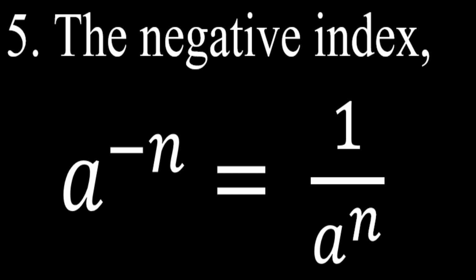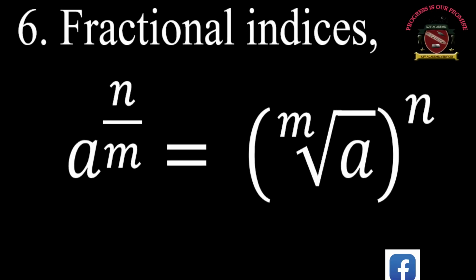And then the last one is when we have fractional indices. For example, if we are given a to the power m over n, n is the power and m is the root. If we are given a to the power n over m, n is the power and m is the root. In other words, we can express it in that fashion, where m is just the m-th root. Okay, as you can see on your screen.